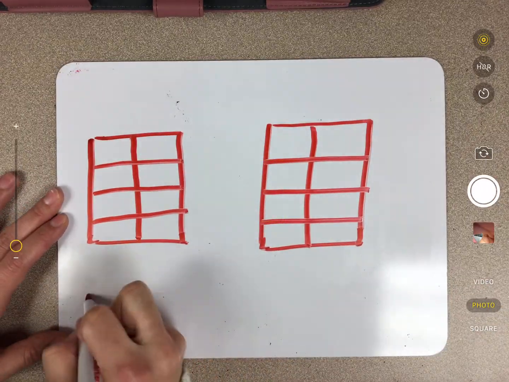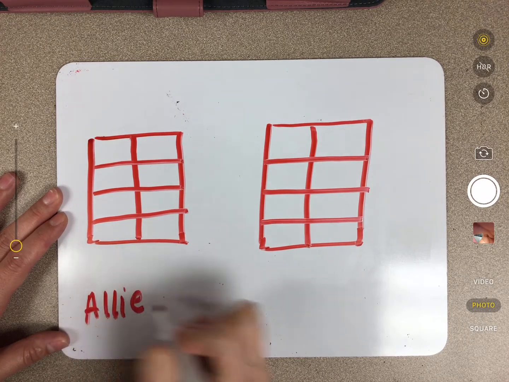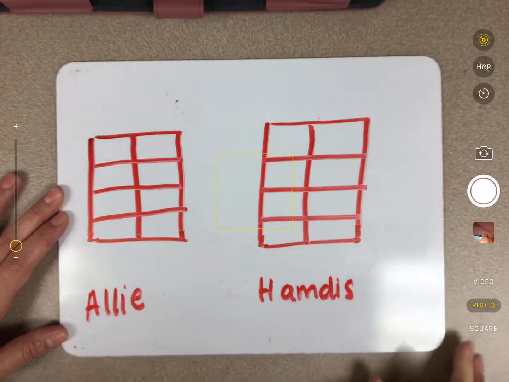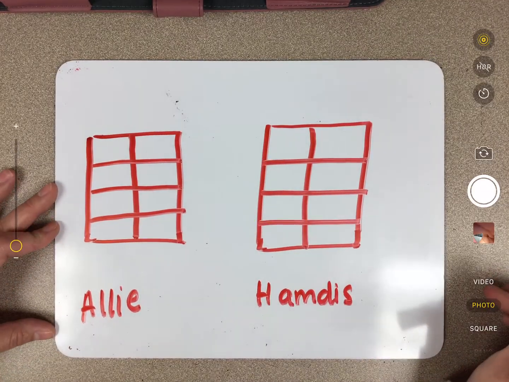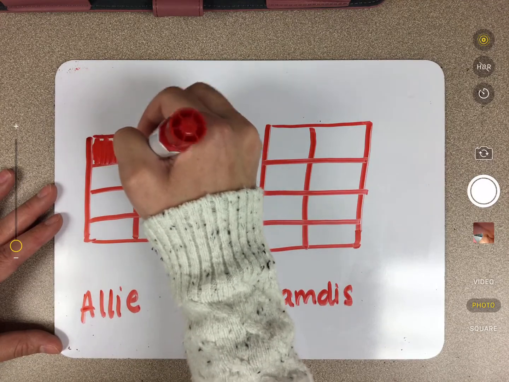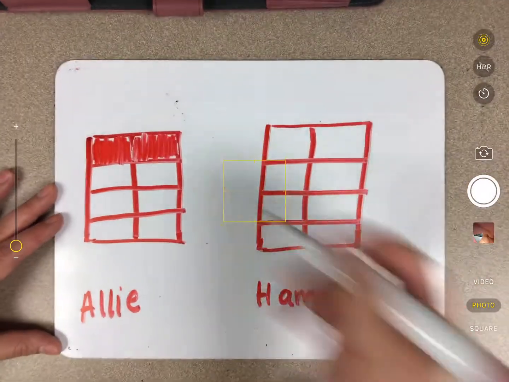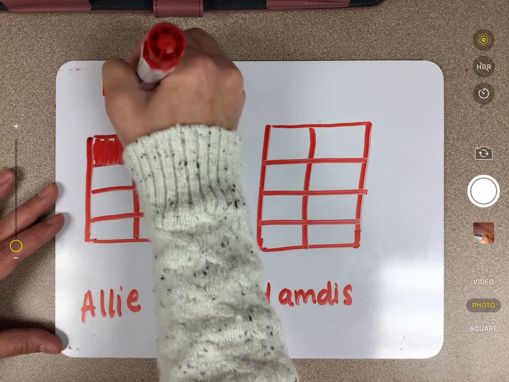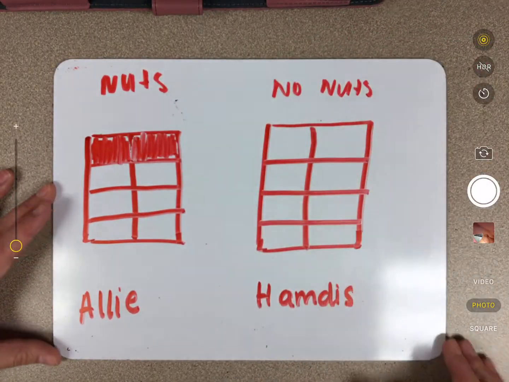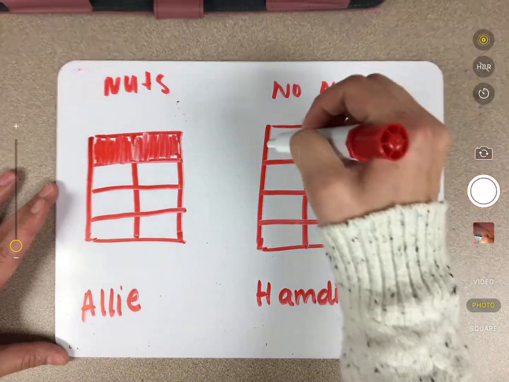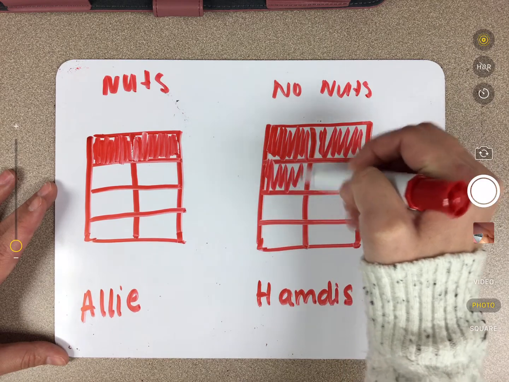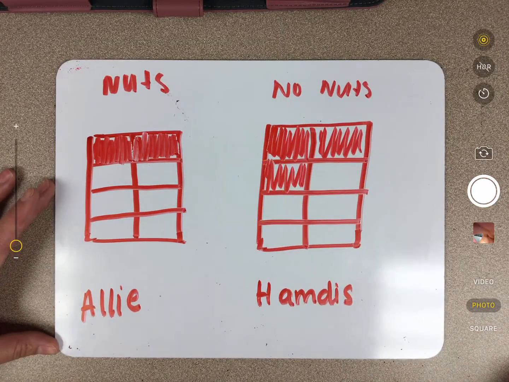So each pan is divided into 8 equal parts. And we'll say that this is Allie's pan, and this is Hamdi's pan. Now, Allie ate 2 brownies from the first pan with nuts on top. So she ate 2 brownies. We're going to shade 2 brownies to show that Allie ate 2 brownies. And we'll say this one has nuts, this one does not. Because then Hamdi ate 3 brownies from the second pan. So we're going to shade 3 boxes because she ate 3 brownies that did not have nuts.